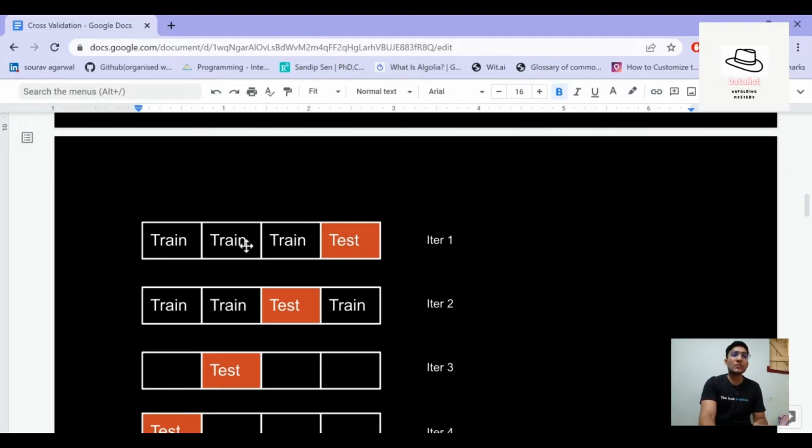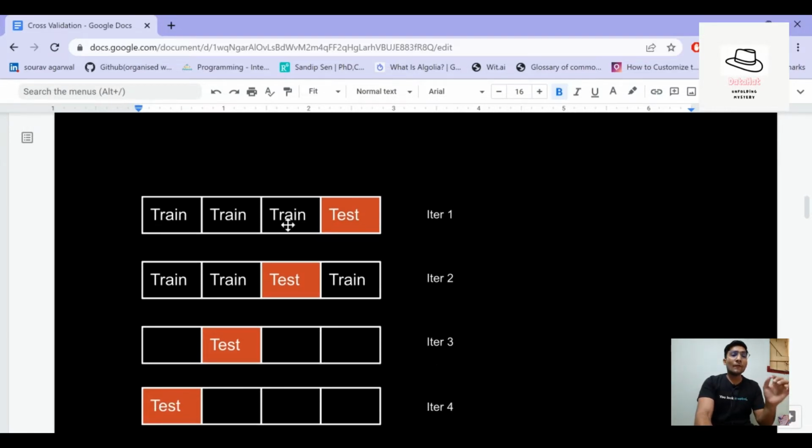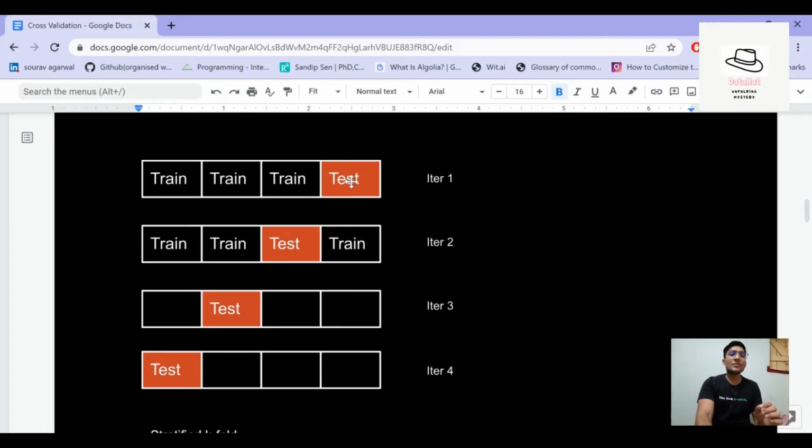So in each iteration, we take k minus 1 splits as our training and 1 split as our test. Again, remember, here whenever we talk of test set, that refers to the validation set. So we have 3 splits for the training, 1 for the test. Similarly, in the next iteration, we will change our test set and take the other split as our test set and the remaining 3 as our train split.